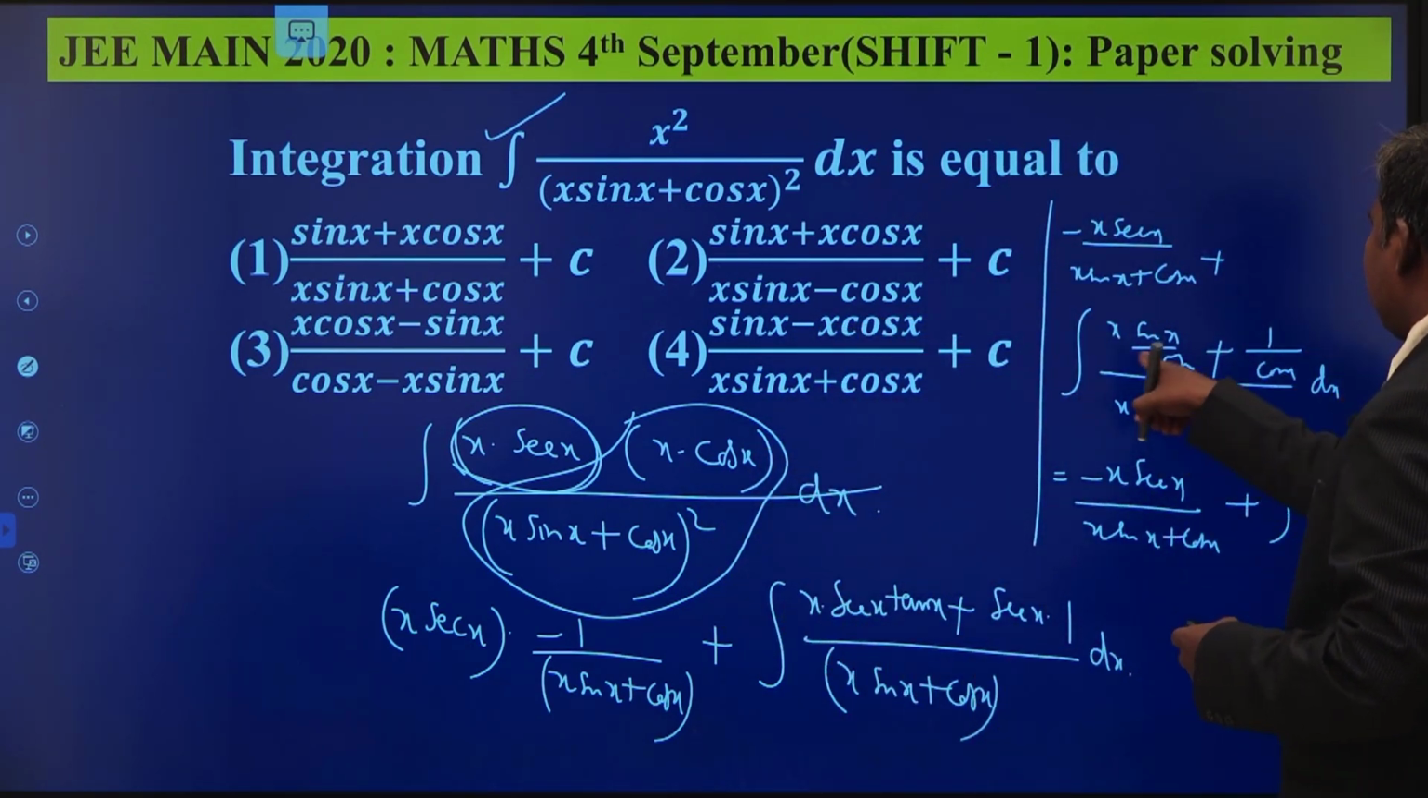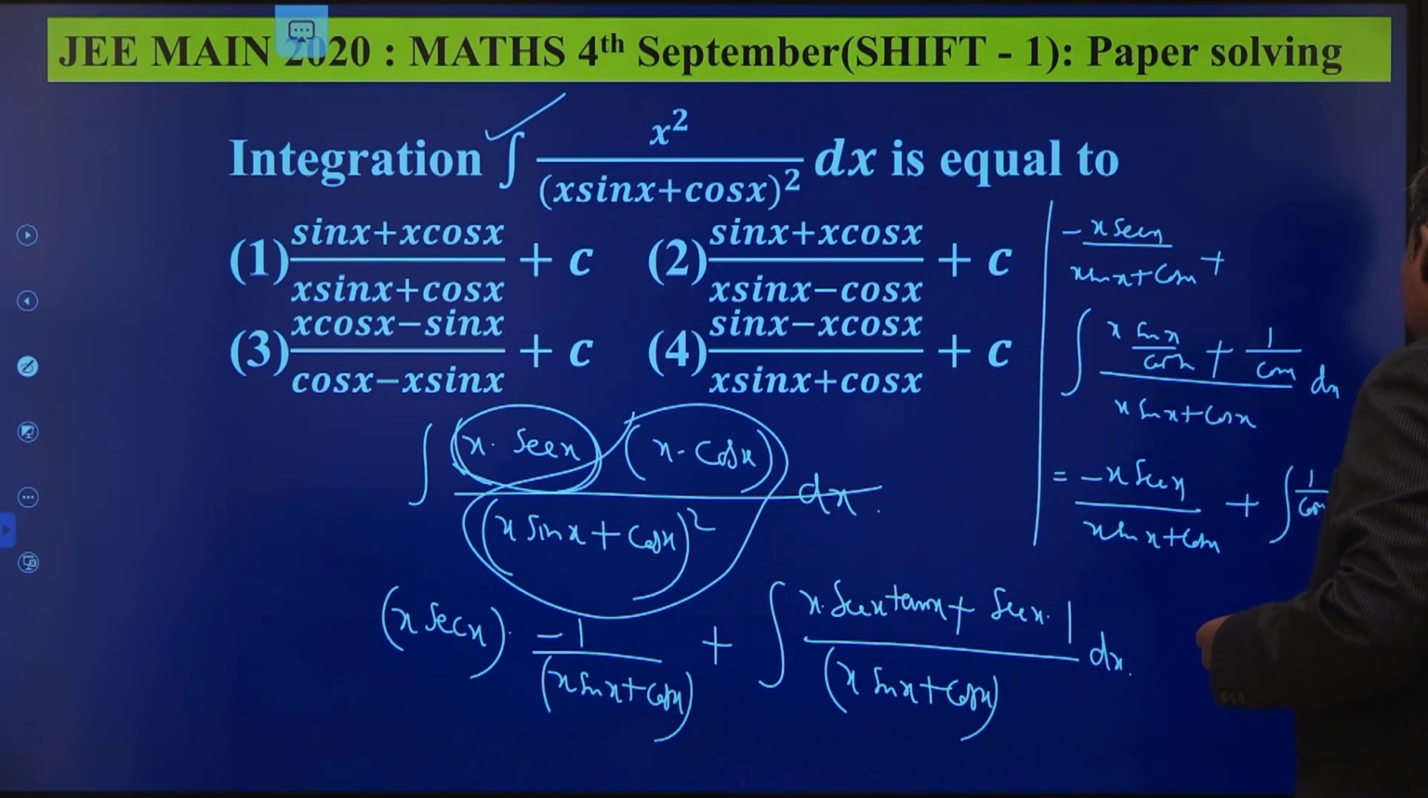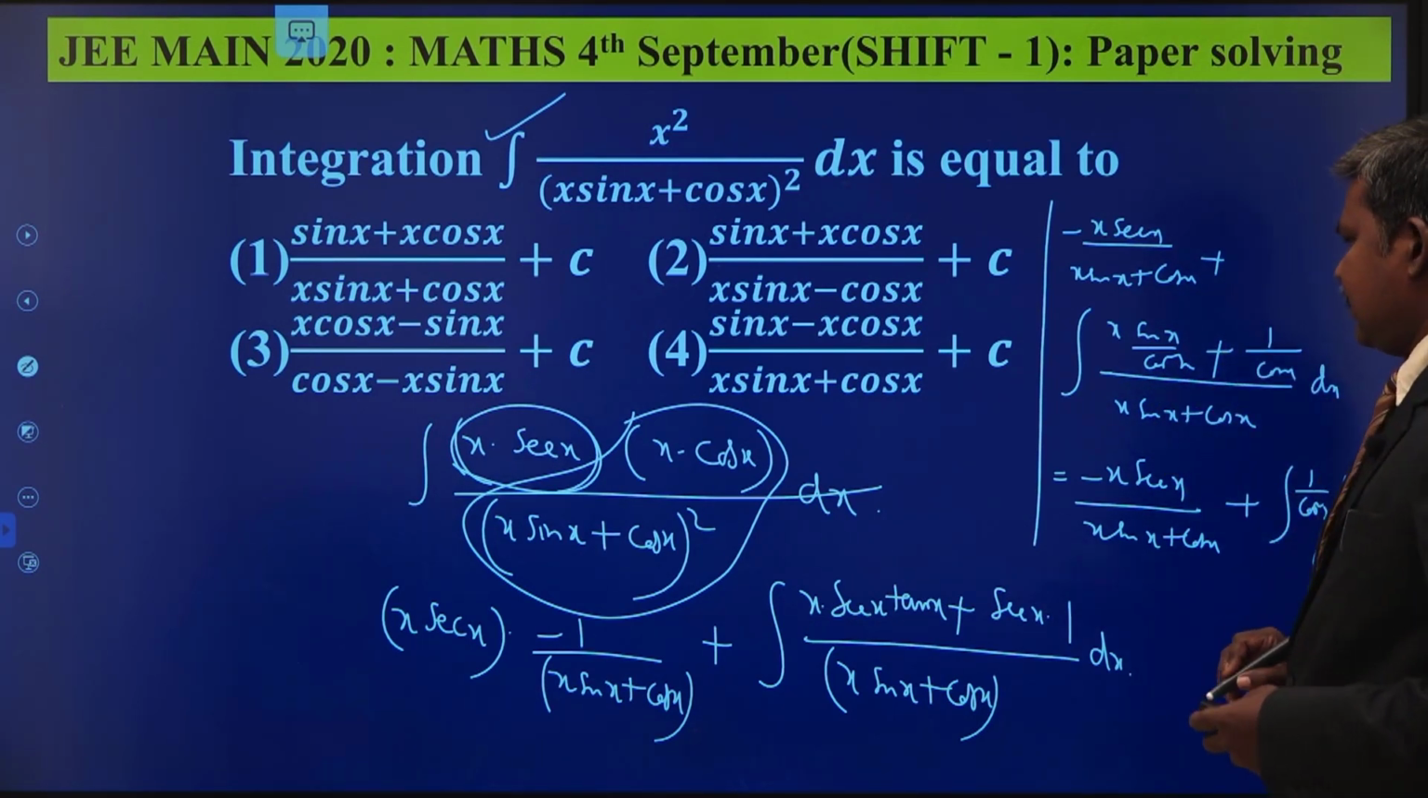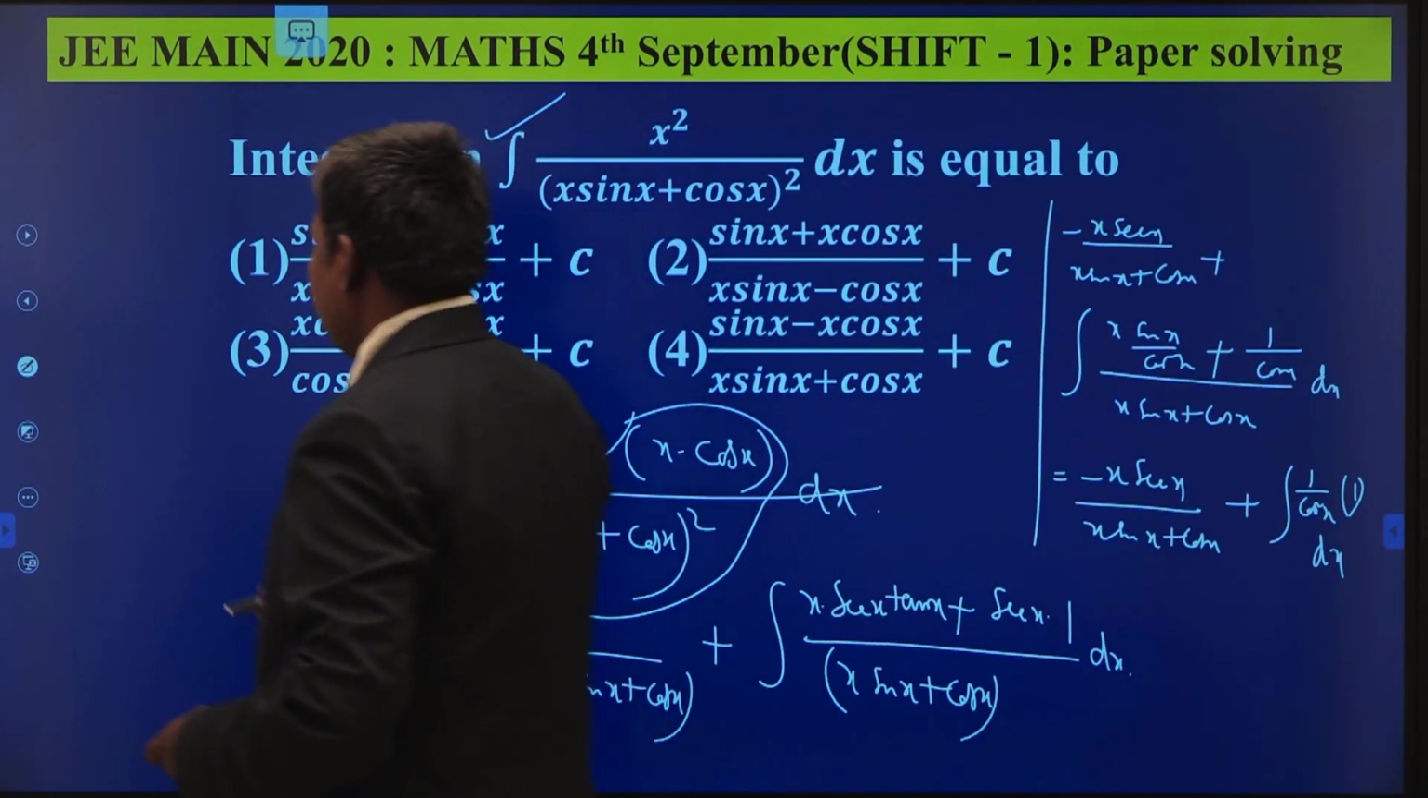plus integral 1 by cos square x into, see here, x sin x plus cos x. x sin x plus cos x gets cancelled, dx. Understand?